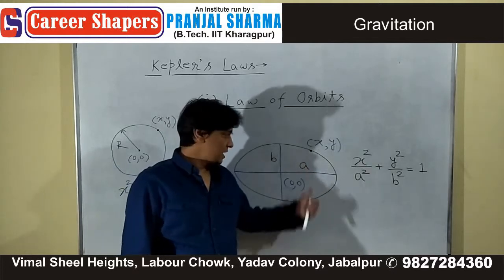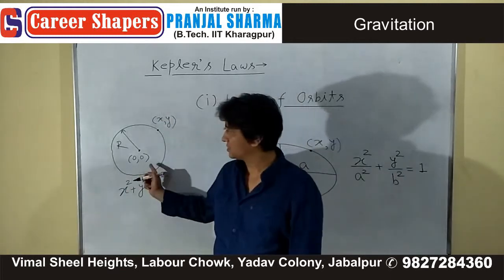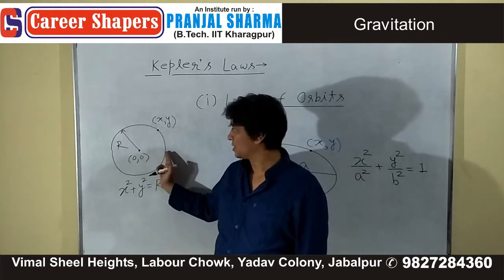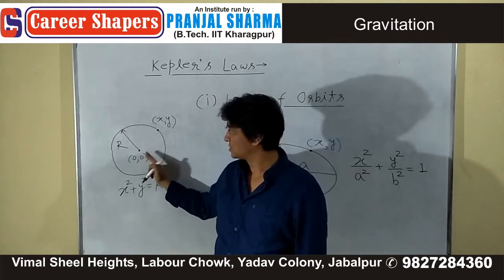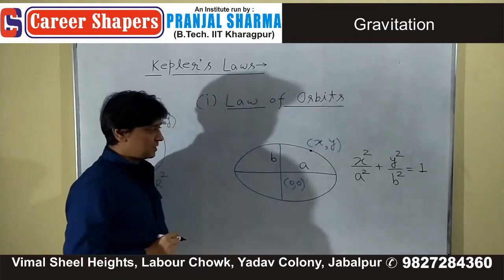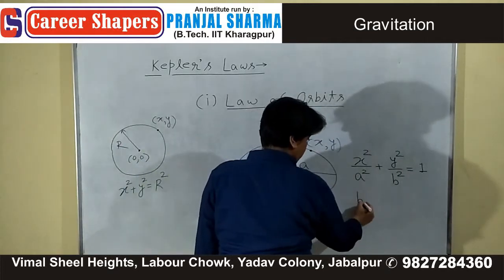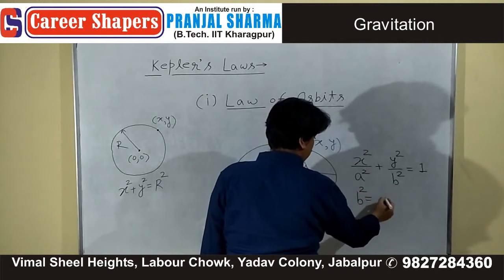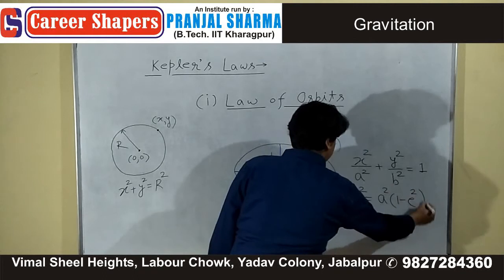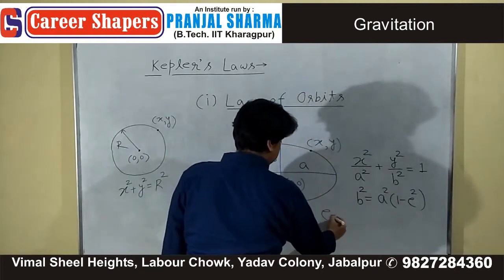If you say that A and B both are the same, then it becomes a circle like this. A circle is a special ellipse where your semi-major axis and semi-minor axis both are of the same length. Now, A and B are related like this. B square is A square times 1 minus E square. This E is called eccentricity.